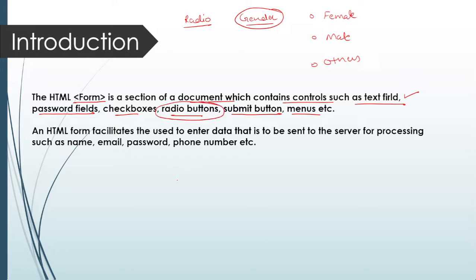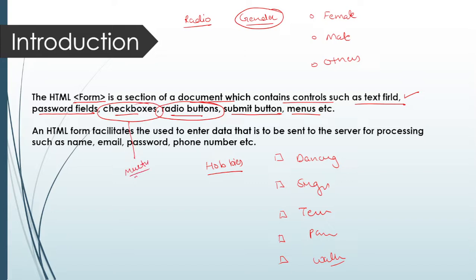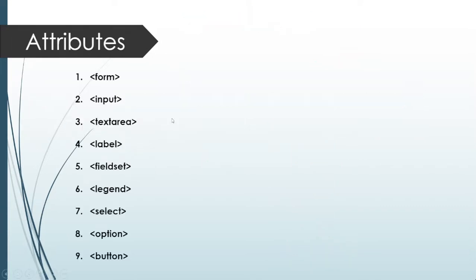But suppose we have 10 options, like for hobbies, let's say my hobbies are dancing, singing, teaching, painting and walking. Okay. So if I want to select multiple options from the list given below, we can use checkboxes. If a user wants to select multiple options, then we use checkboxes. If we want a user to select only one option at a time, we always use radio buttons. So this is the minor difference between these two.